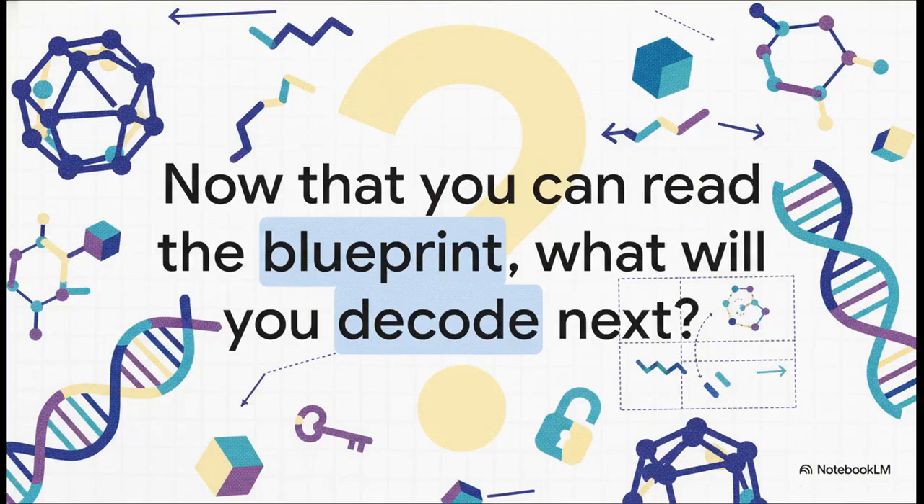And that's it. You can now read the chemist's secret language. You can look at a simple zigzag and see the complex, three-dimensional reality hiding underneath. And that's a superpower, because a molecule's shape is everything. It determines what it does. So the only question left is, now that you can read the blueprints of life, what will you decode next?